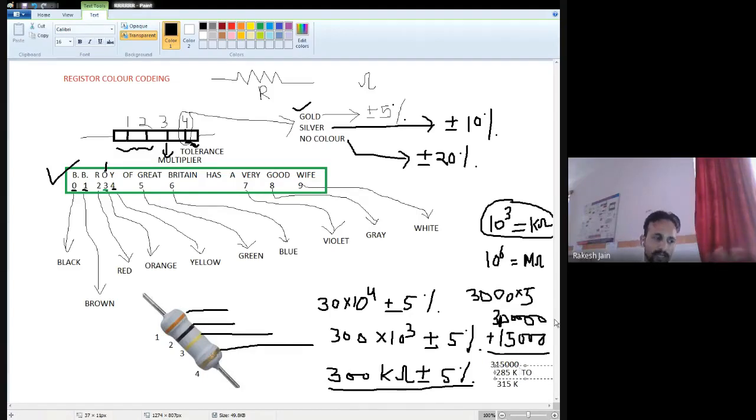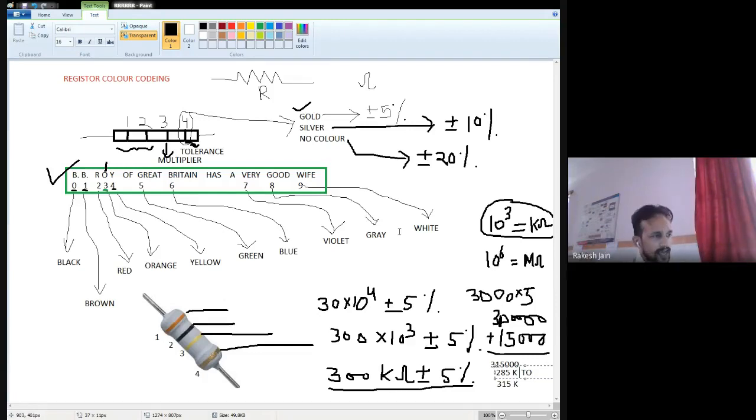It may be 289, it may be 300, it may be 302. Whatever value any multimeter shows you, that is your 300 kilo ohm. No problem to use in place of 300 kilo ohm. For example, if in any circuit, in any project, you need a 300 kilo ohm resistor, you just purchase from the market the orange, black, yellow and gold color band resistor, and when you check from the multimeter it shows you 289 kilo ohm, then no problem, you can use it. It may show you 312 kilo ohm, then no problem, you can use it because it is due to the tolerance of that resistor.